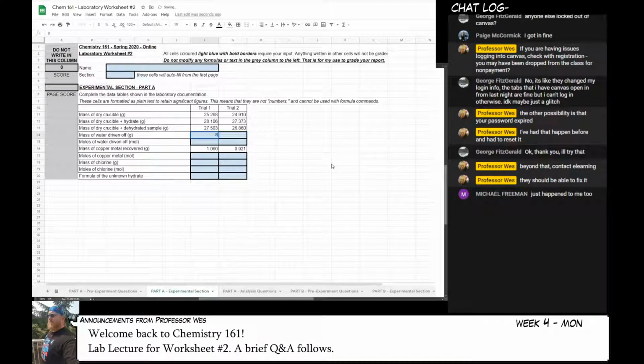Over here, I have formatted these as text so that you can just enter the numbers in there and they will stay there. But what that means is that you cannot use a formula command because Google might not know what that is, okay? So be careful. It looked like it was working there, actually. Yeah, it did work. Okay. I would avoid using formula commands in general and do all this work on paper, but if you want to use formula commands and it works, then that's fine.